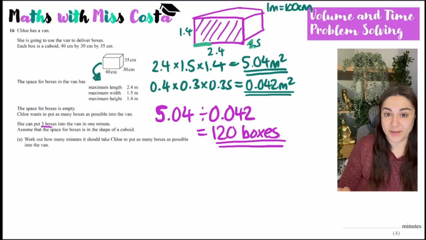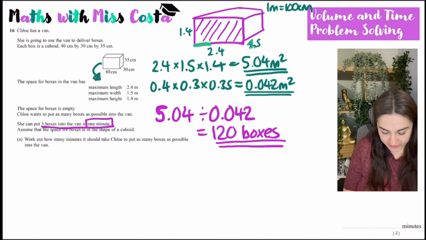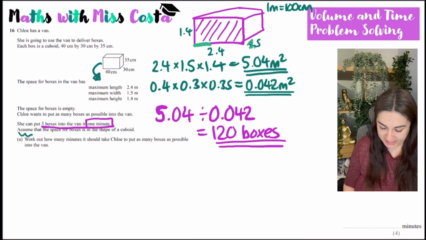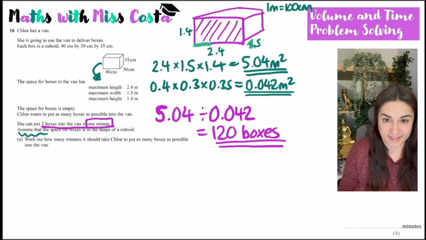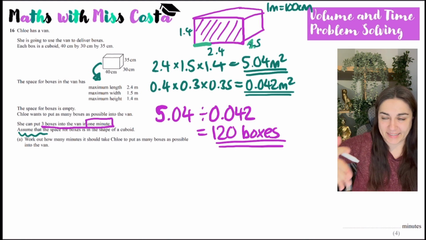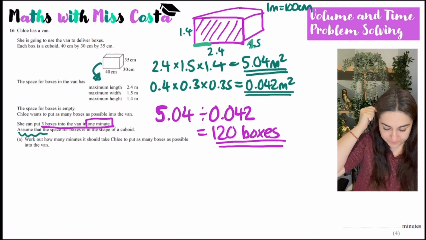So she can fit 120 boxes into the van, and it says she can put 3 boxes into the van in 1 minute. Assume that the space for boxes is in the shape of a cuboid. Work out how many minutes it should take Chloe to put as many boxes as possible into the van. So it's very important that they have this thing, assume that the space is in the shape of the cuboid, because that means it's easy for us to fit all of our boxes in.